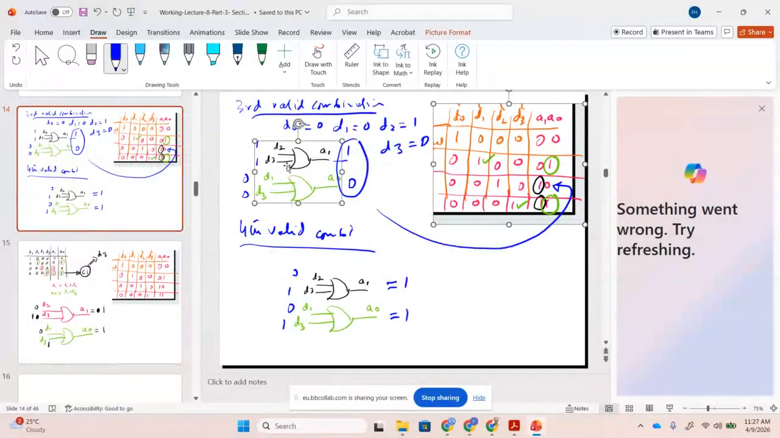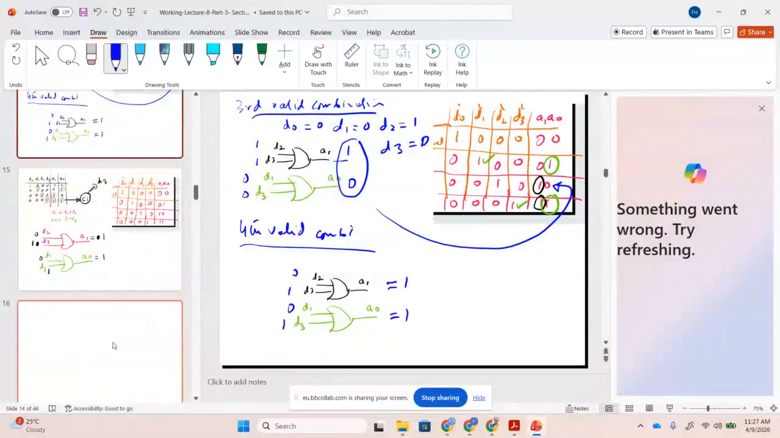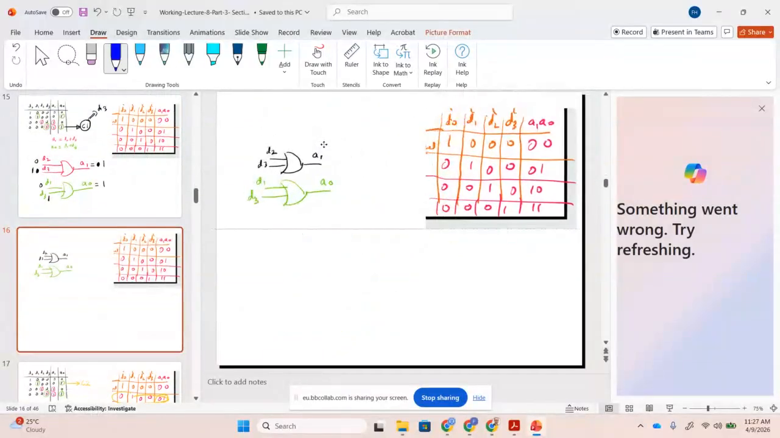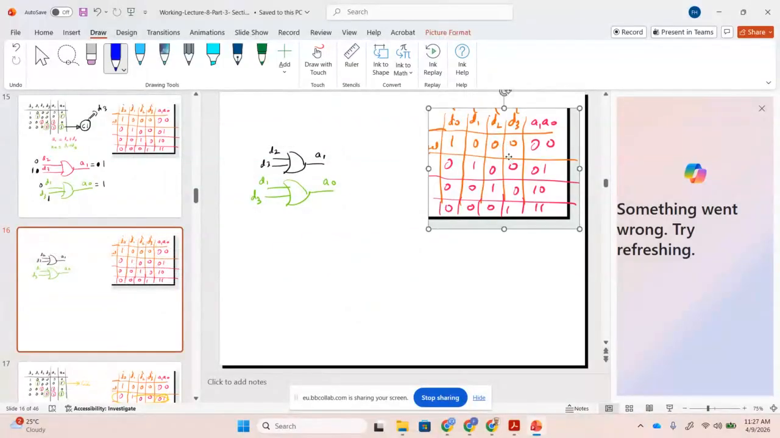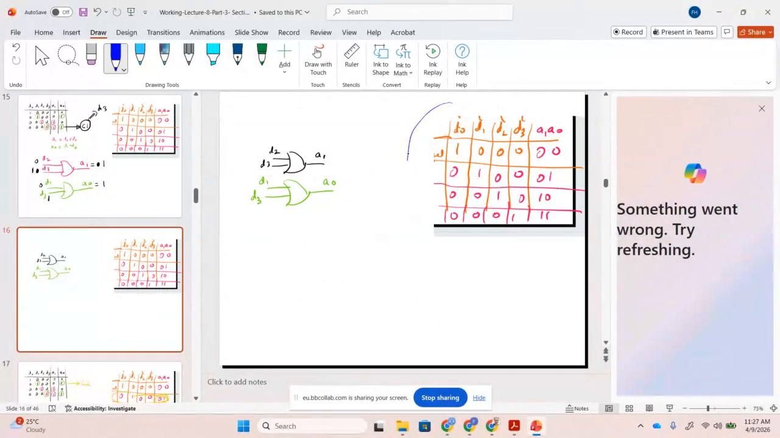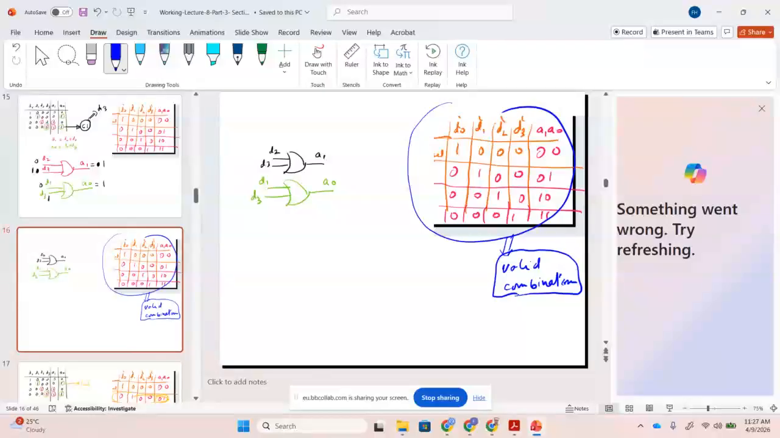Now I'm copying this thing and pasting it here. These are the valid combinations and invalid combinations. Can you tell me? Yes, these on the right. Are these valid or invalid combinations? Got it or not got it?